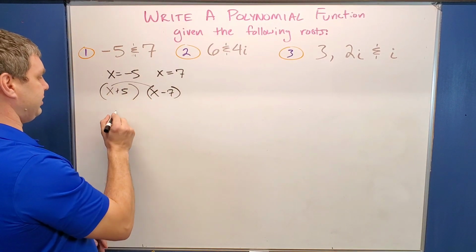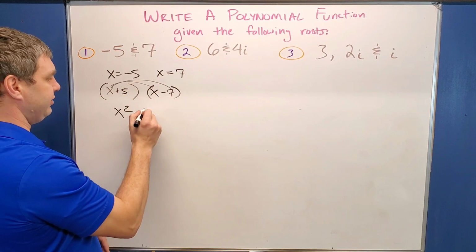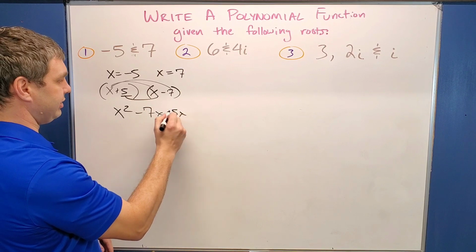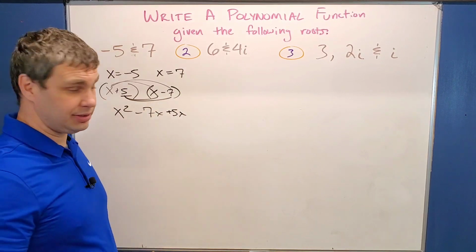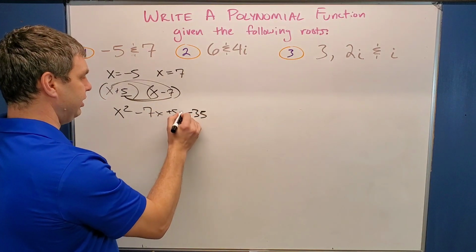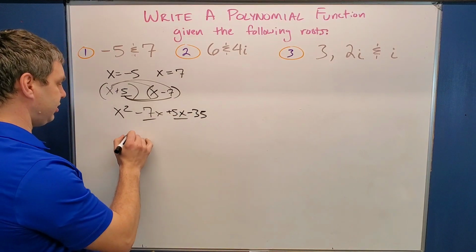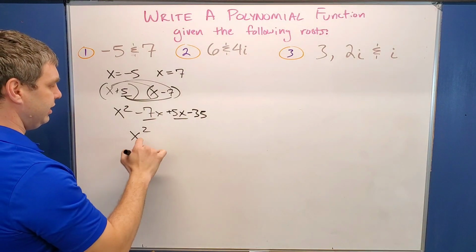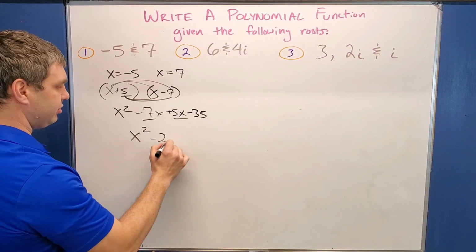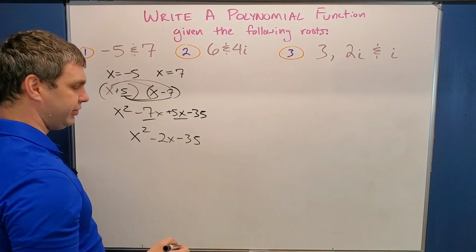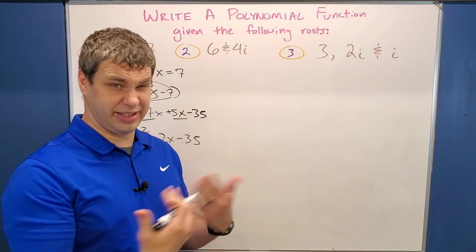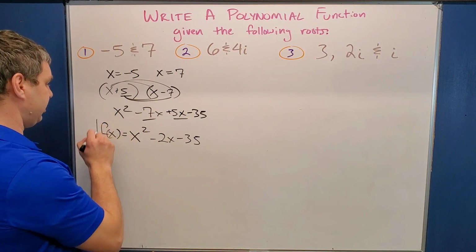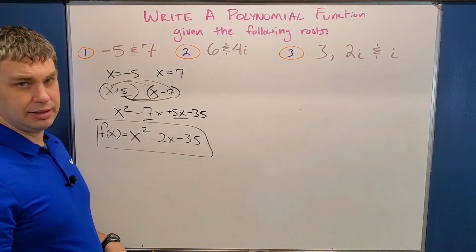For example, we have x times x is x squared. X times -7 is -7x. 5 times x is a positive 5x. And lastly, 5 times -7 is -35. Our two middle terms here can combine, and so the polynomial function is going to be x squared minus 2x minus 35. Since it's a function, it's probably safe to put f of x equals in front of this. So f of x equals x squared minus 2x minus 35.